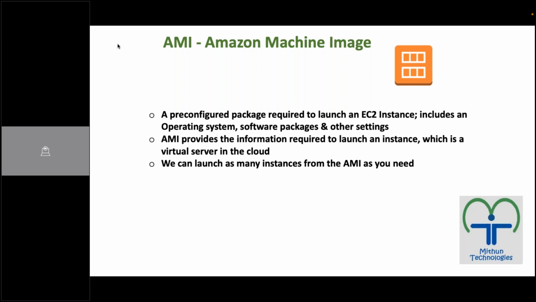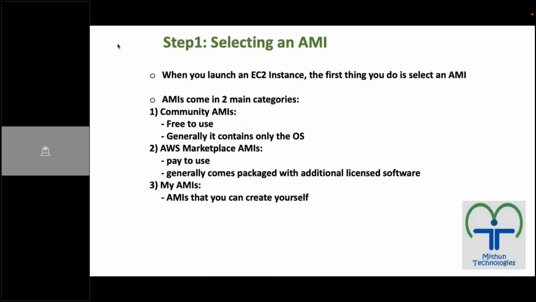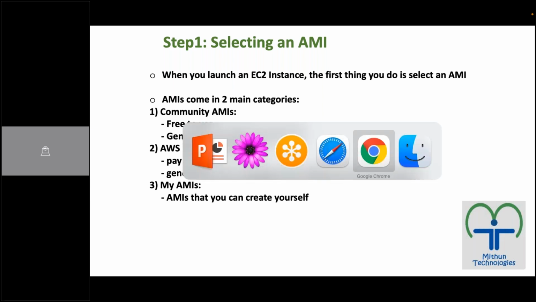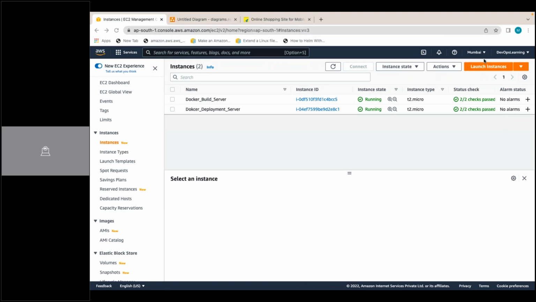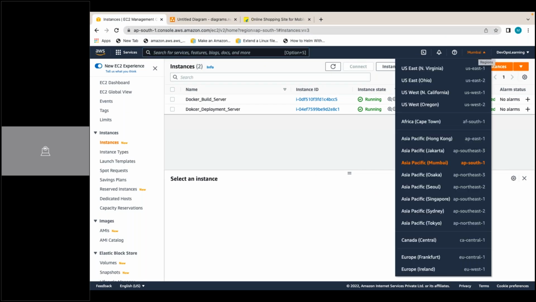AMI provides information to create an instance. We can create as many servers as required using that AMI. So there are different types of AMIs. When we are creating a server, let's say in the Mumbai region, I want to create my infrastructure. So I am in the Mumbai region.